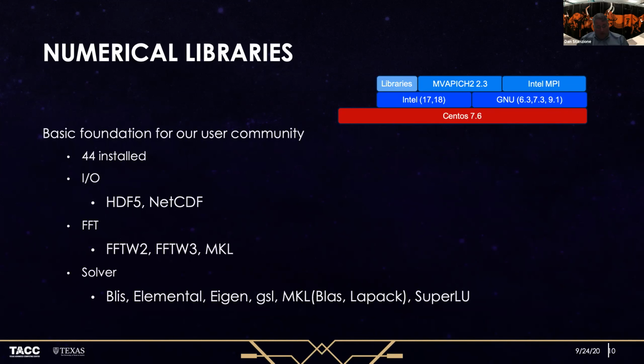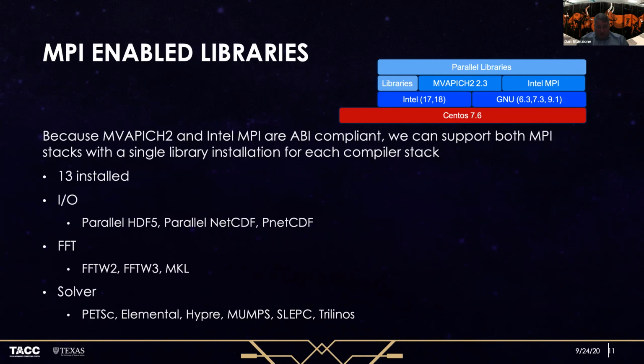And then of course we build all of our libraries on top of that, and it's the ones you expect for IO, for FFT, for solvers, and then we build the parallel libraries on top of those. These are the centrally supported ones, and again, users build a lot more. By the way, I'm not watching the chat, so if there are questions, feel free to interrupt at any time. But we have the IO libraries, the FFT libraries, and the various solvers that we centrally support from our team.